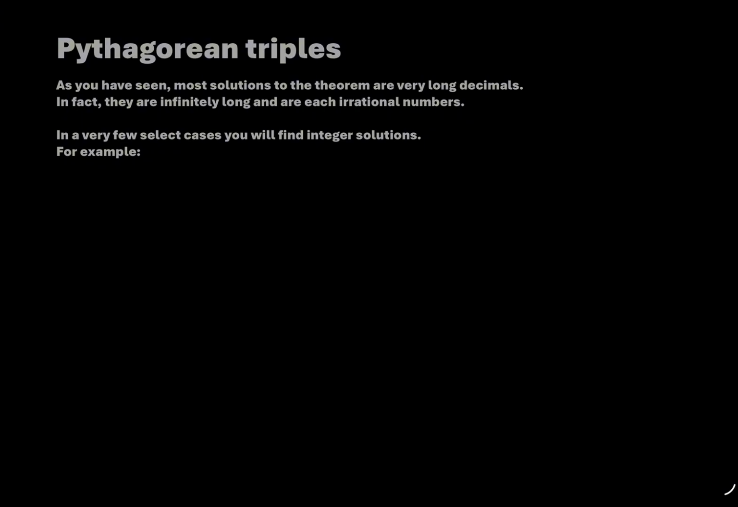But in a few select cases, you're going to get some integer solutions, some nice whole number solutions. For example, you can get 3, 4, 5 triangles. So the shorter sides will be 3 and 4, and then the hypotenuse will be 5. 6, 8, 10. 5, 12, 13. Yeah, so these are the main ones you're going to be looking out for. But they're good to look out for because they save you a lot of time.